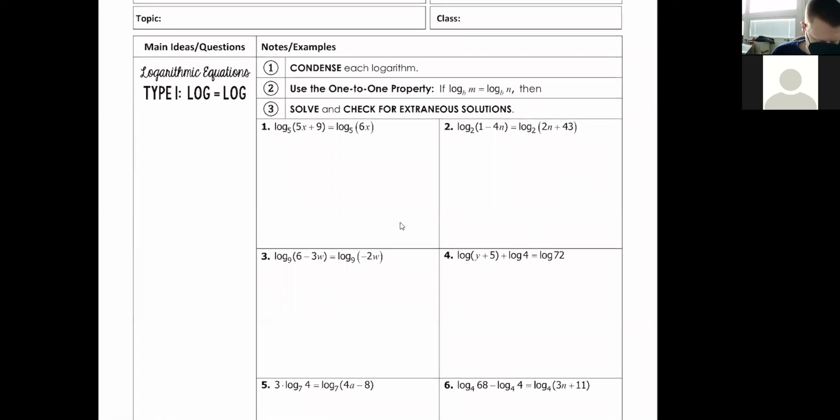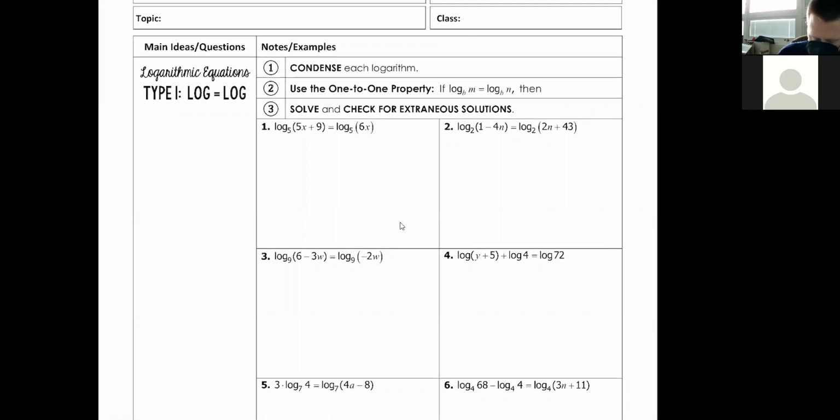So the first type of equation we're going to be looking at is if you have a log equals a log equation. Pretty simple, but some of these problems you might have to use what we learned about condensing. You want to make sure you have one log on both sides of your equation. It's really important. So if you have multiple logs, you might need to condense them together so you get it in this form.